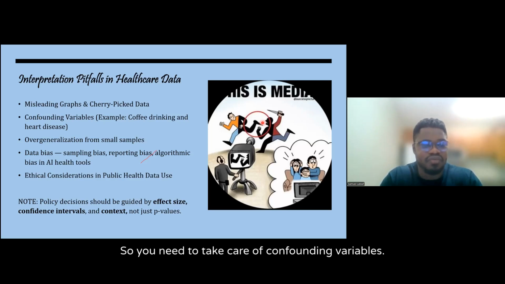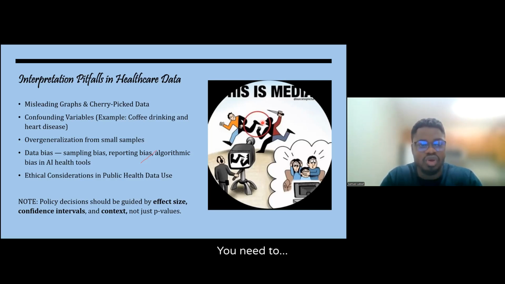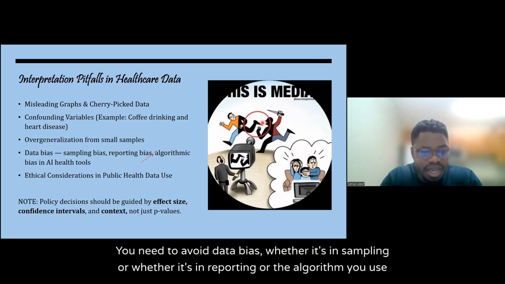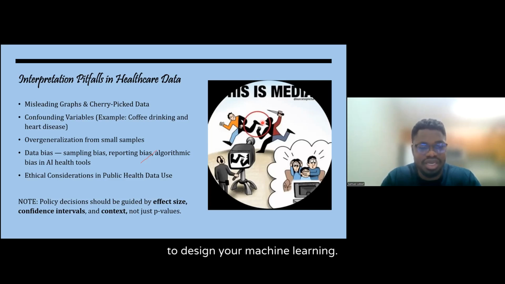So you need to take care of confounding variables, you need to know that you cannot overgeneralize from just small samples. You need to avoid data bias, whether it's in sampling or in reporting or the algorithm you use to design your machine learning. You need to avoid bias. It shouldn't overlearn, it shouldn't underlearn, there shouldn't be overrepresentation, there shouldn't be underrepresentation. These are important issues in healthcare data analysis.